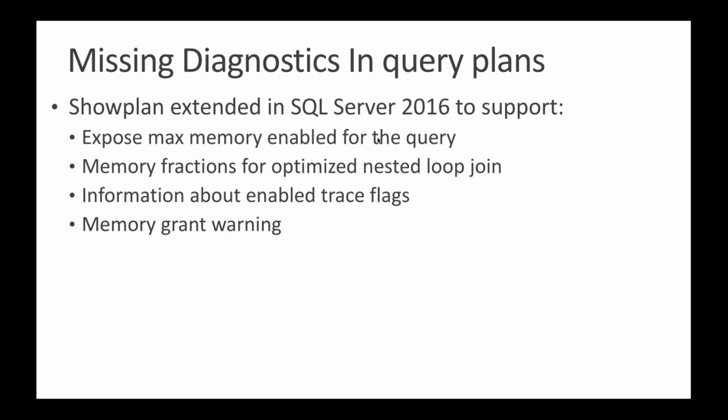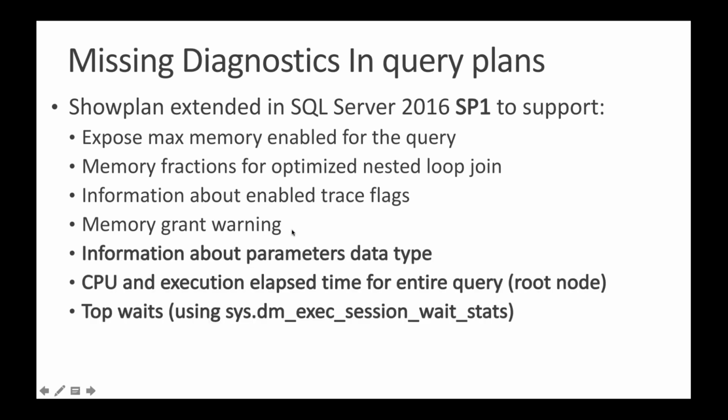So a few things that the showplan was extended in SQL Server 2016 to help us with. It's going to expose the max memory that's enabled for the query. Memory fractions for this optimized nested loop join. Information about enabled trace flags. It'll show us what trace flags are enabled. And if SQL Server gives us a memory grant warning that it thinks a memory grant's going to spill out to TempDB, it'll take care of that warning. So more stuff in query plans, which is always nice.